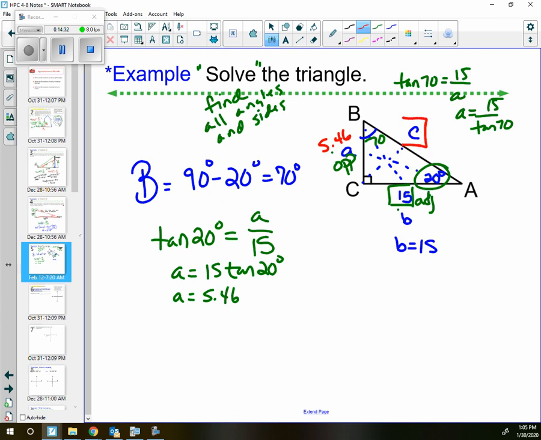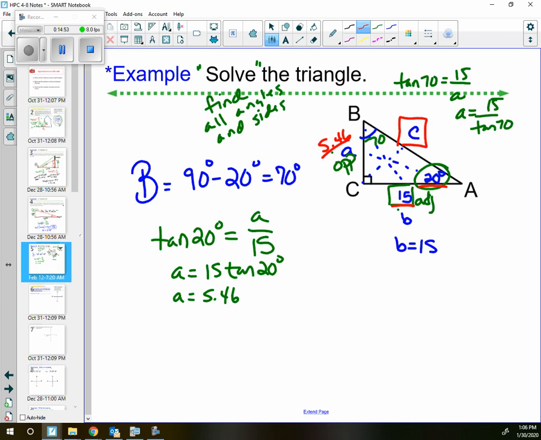Now we want to find side C. That's the only thing that we have left. Some people might say, hey, well, I could use Pythagorean theorem. Sure, you could. The problem is you're going to be using a rounded number, which is going to make your answer even more off than what it would have been. So let's go back and use a trig ratio. So I'm going to go back to the 20 degrees and the 15, what I was given. Given information is always the best bet. It's exact. So let's take a look at that.